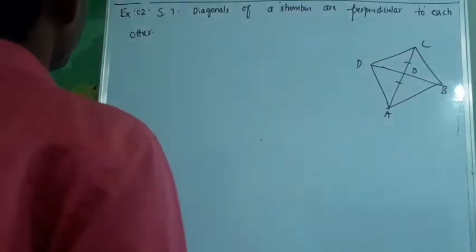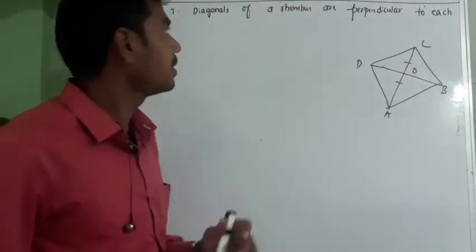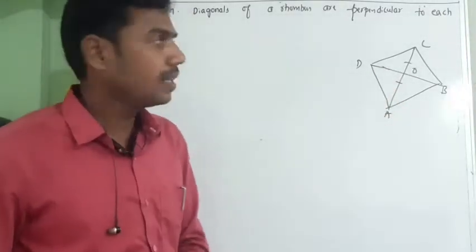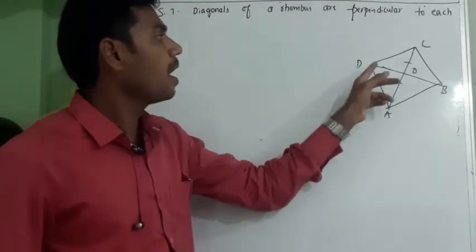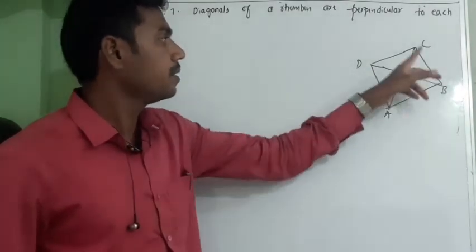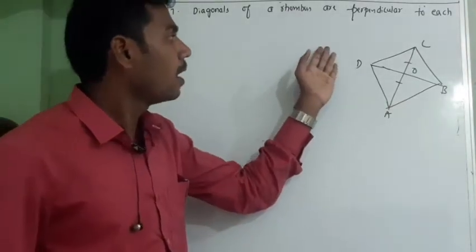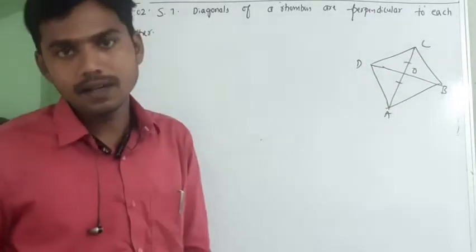Second question, example number 7. Show that diagonals of a rhombus are perpendicular to each other. How can I say the diagonals are perpendicular to each other? I should be able to show at least one of the angles AOD or COD or AOB or COB is equal to 90 degrees. Then I can say diagonals DB and CA are perpendicular to each other.